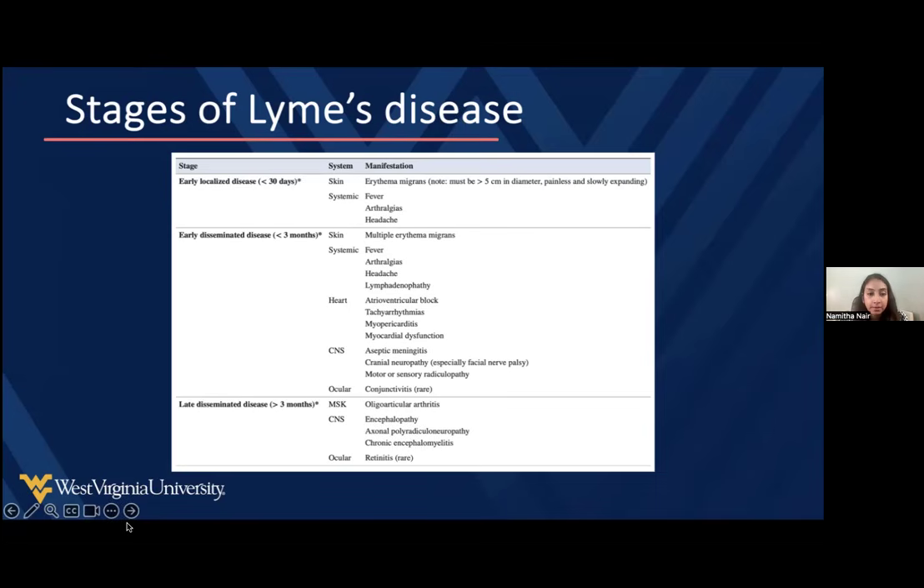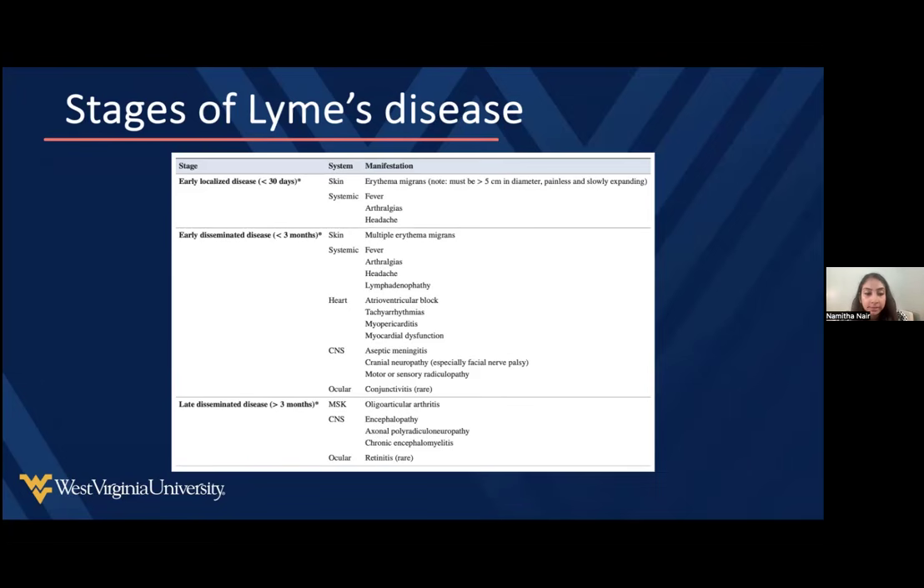And then after that comes the early disseminated disease. You start noticing it's a little more spread out through the organ systems, so you do have systemic manifestations: the rash, fever, arthralgias, headache, lymphadenopathy, and then it starts affecting the heart and the CNS. So a lot of arrhythmias, myopericarditis, myocardial dysfunction, and from the neuro standpoint, aseptic meningitis, which is pretty common, facial nerve palsies, and some degree of radiculopathy. And very rarely, sometimes it can cause a conjunctivitis picture.